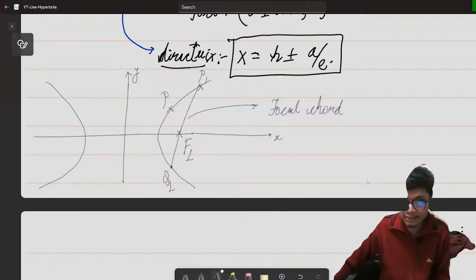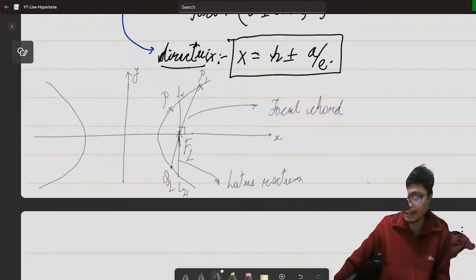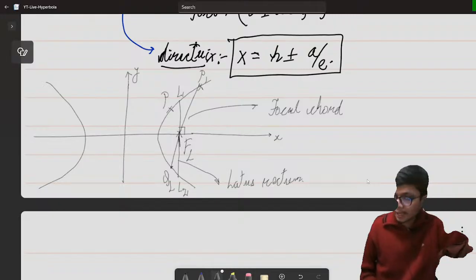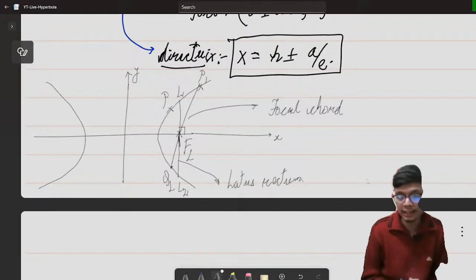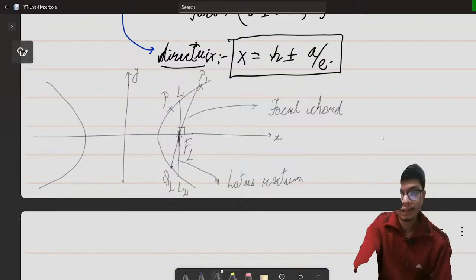Similarly, if I draw a chord such that this focal chord is perpendicular like this, then we call this kind of focal chord which is perpendicular a latus rectum, right? So this is what we call a latus rectum. Now in the question it will be asked to find the length of the latus rectum. How do we do that? So it's very simple.